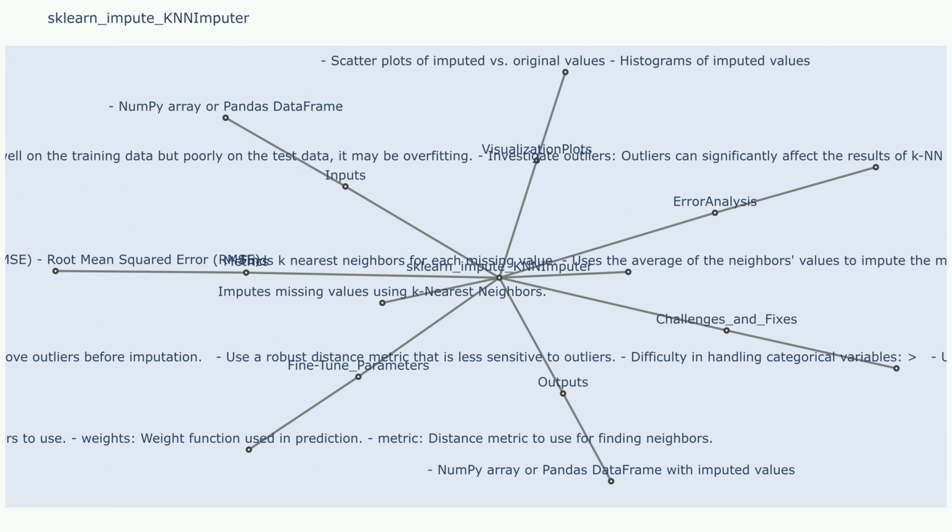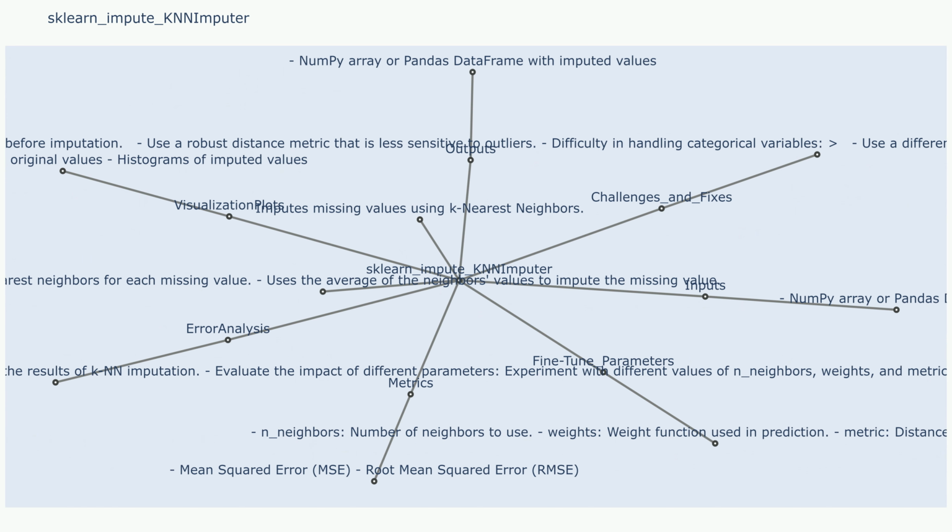Metrics: mean absolute error, MAE, the average difference between the imputed values and the true values. Root mean squared error, RMSE, measures the average squared difference between the imputed values and the true values.